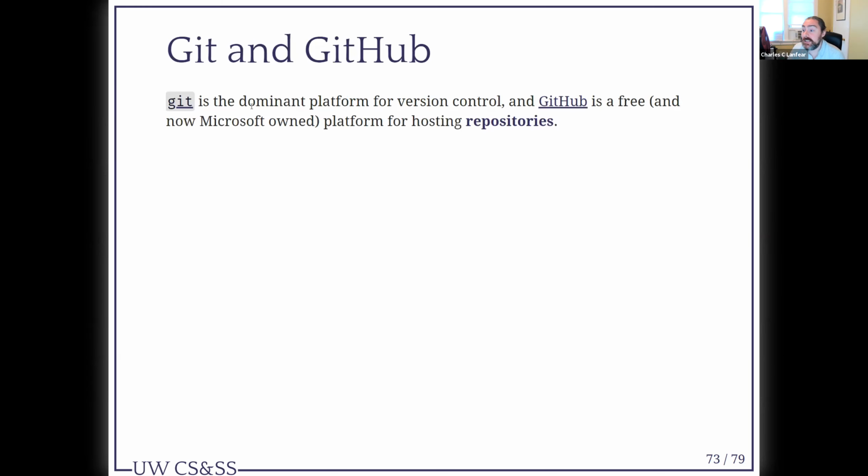So Git is the dominant platform for doing version control. And GitHub is a free and now Microsoft-owned platform for hosting Git repositories. You don't have to host them on GitHub, but it's a convenient place to do it.